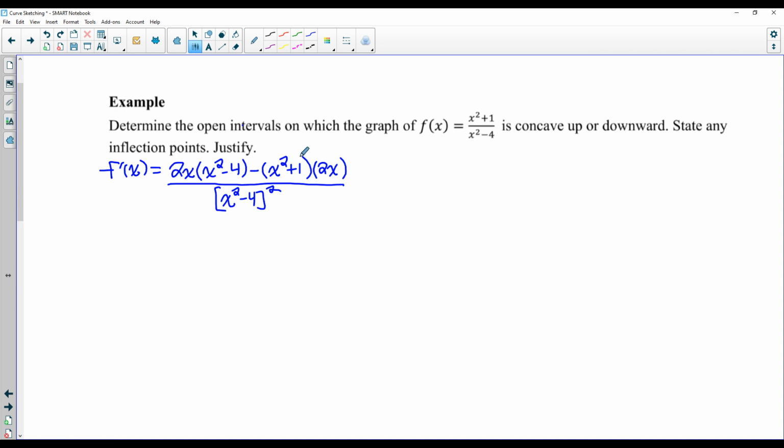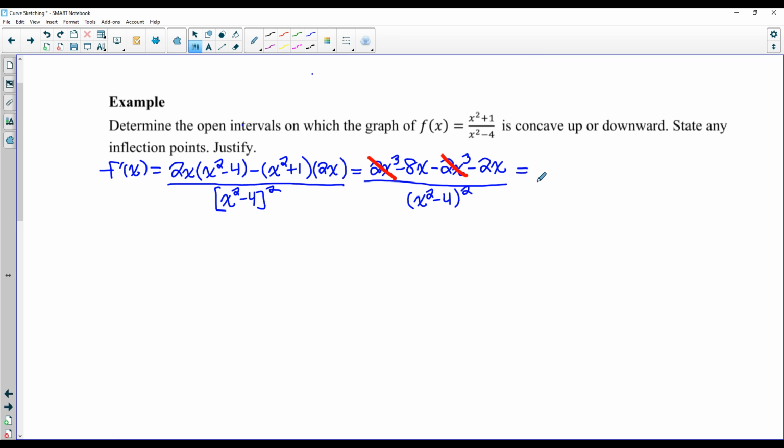Okay, this time I'm actually going to just use the distributive property and see what we can combine. So this would be equal to 2x cubed minus 8x minus 2x cubed. So that's nice. The 2x cubes go away. And then negative times positive 1 times 2x would be negative 2x. And then that's all divided by x squared minus 4 all squared. Okay, the 2x cubes go away. And this would leave you my first derivative.